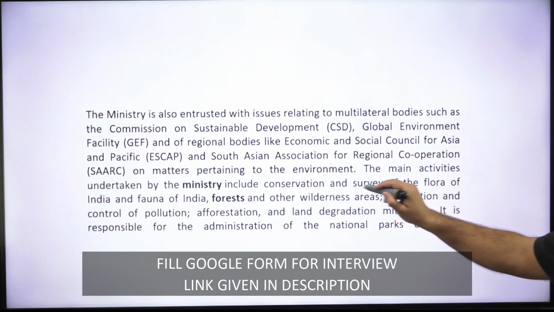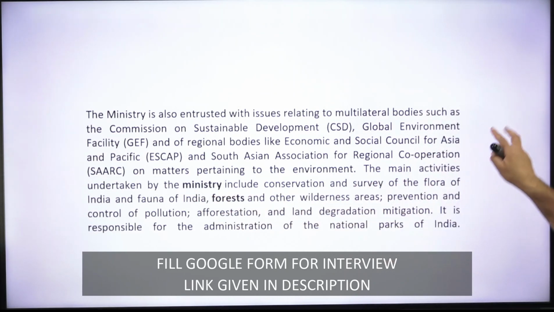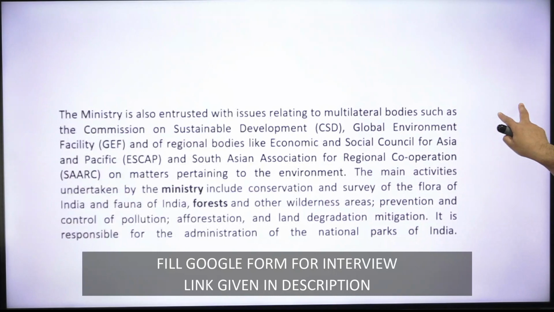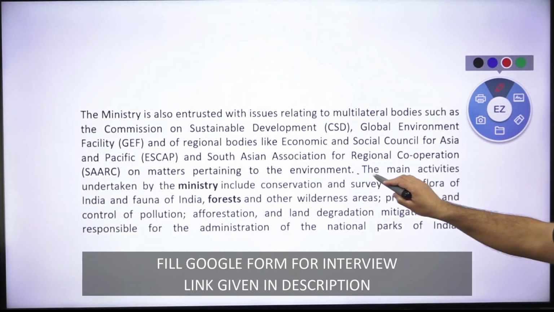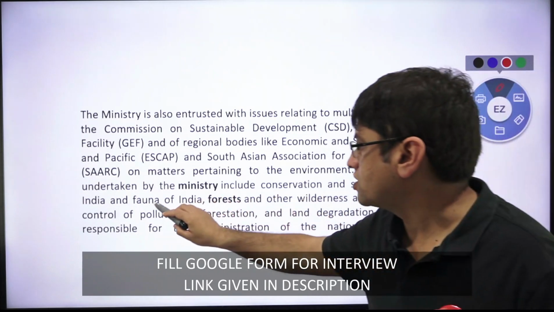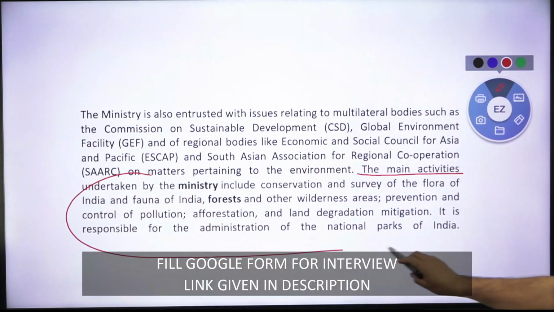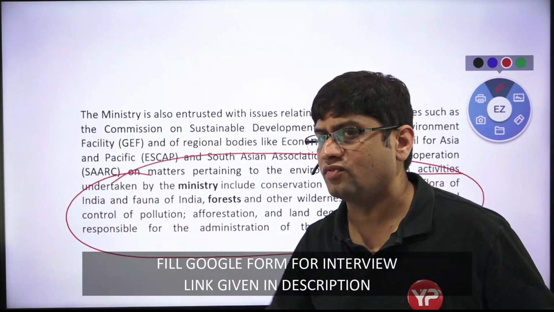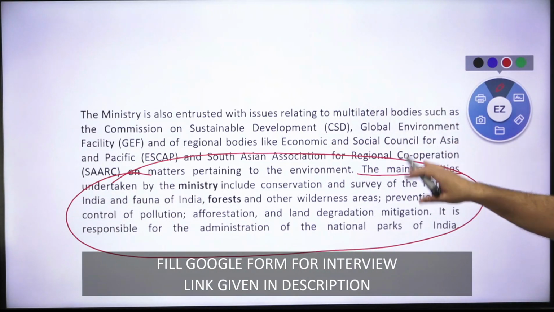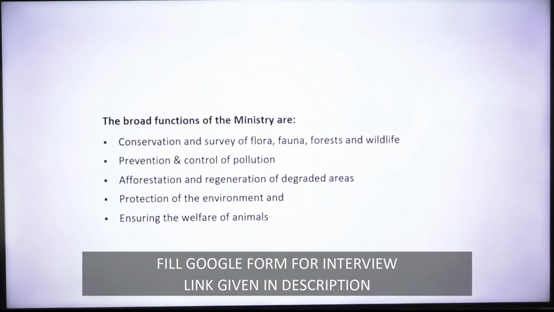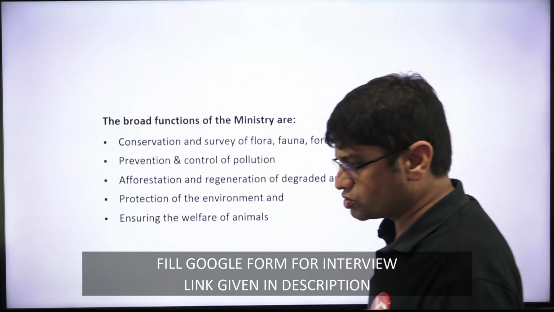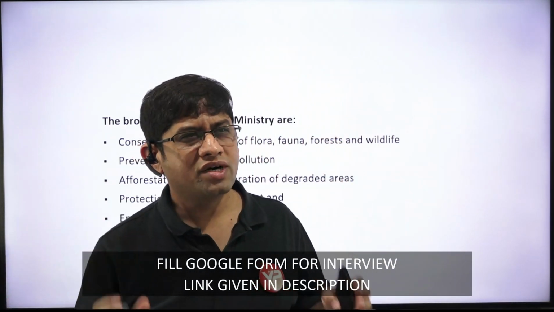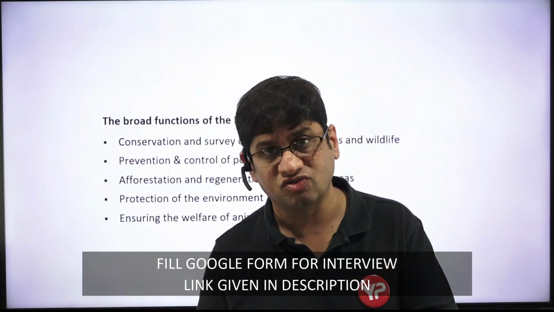Again, the main activities undertaken by the ministry, as I told you, the most important part is this only, which I think I have already discussed with you. That is the most important part. The main important activities of the ministry are, read this particular thing again. This is what we have already discussed. This is the most important function of these ministries. So what are the broad functions of the ministries? Remember it. In the exam, the most probable question can be, what are the main functions of this ministry?